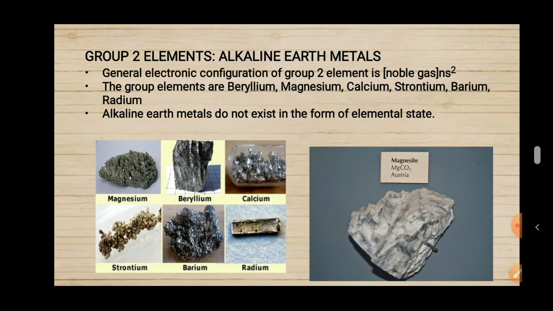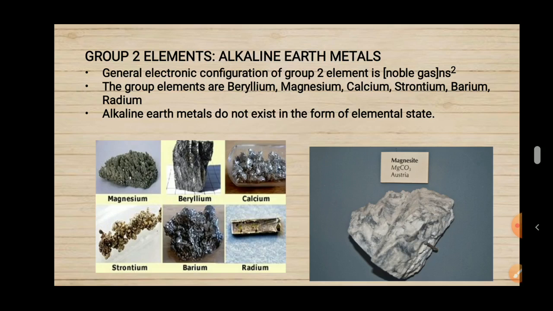Now I already gave the explanation for alkali metals. Now I will explain the meaning of alkaline earth metals. Maximum metals of this group are found in the earth crust, so that's why it is called alkaline earth metals.